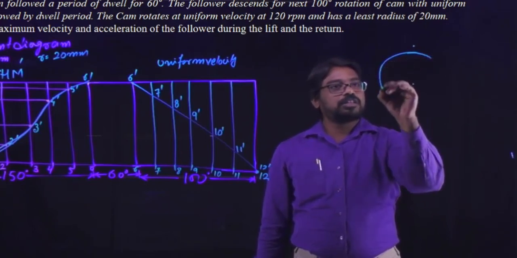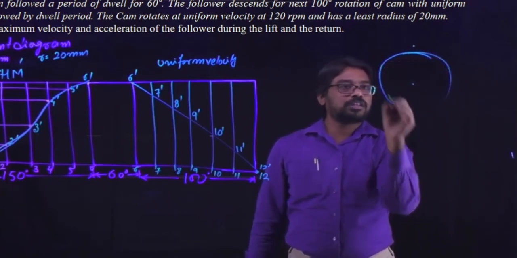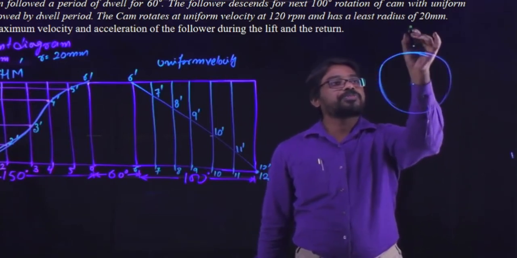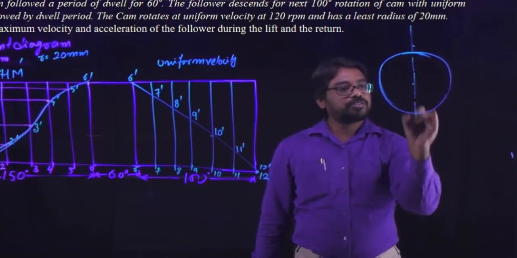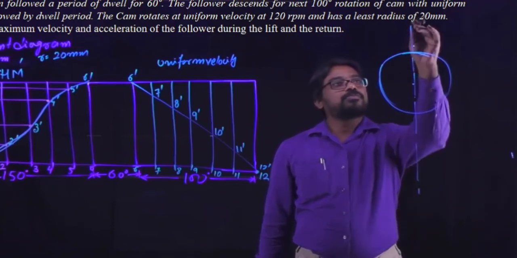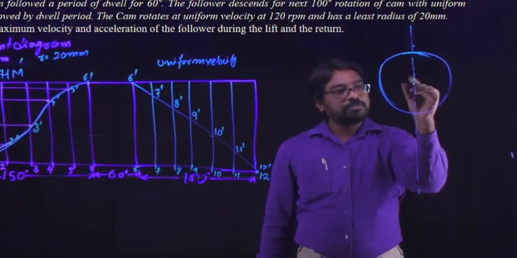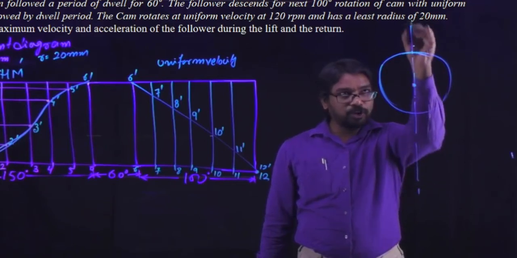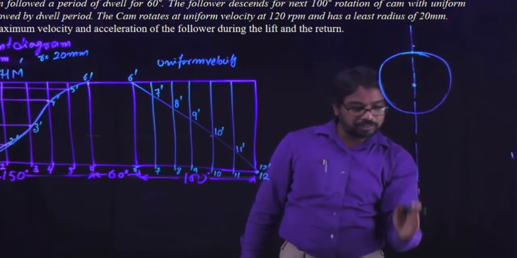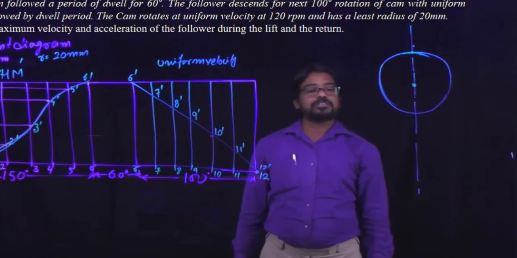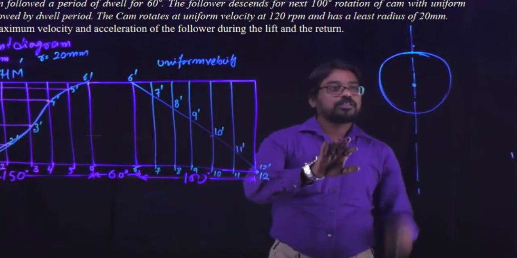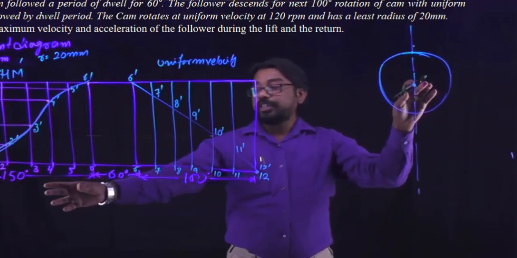With r equal to 20 mm, we draw a circle. Since the follower and the cam have the same axis, this point and the axis of the follower lie along the same line, so we take only a straight line. Now, in the first phase, what is mentioned is 150 degrees.